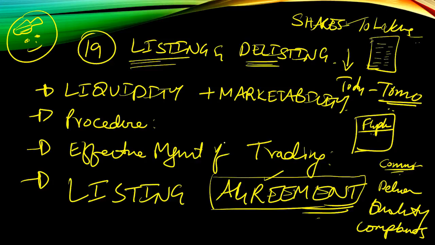Same way, if I am a company, I want to sell my shares, I will list it on the stock exchange. So when I list it on the stock exchange, there should be an agreement between the stock exchange and the company, correct? That is what we call the listing agreement. If you have this basic idea, you can understand what all you can see in the listing. So listing, along with that we have the delisting also.